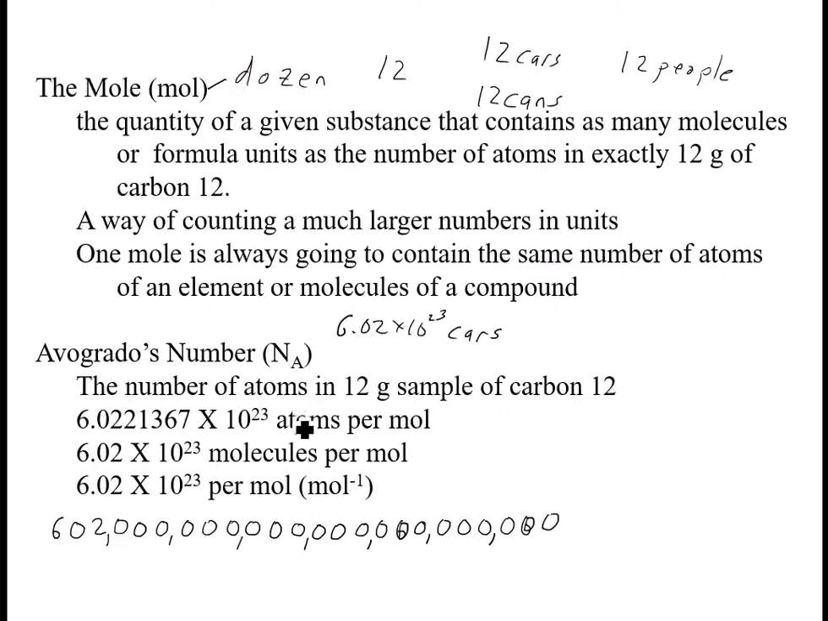Now, you will see it as atoms per mole, molecules per mole, ions per mole. Like I said, I can have cars per mole. So it doesn't have a unit out front; it's just 6.02 times 10 to the 23rd per mole. On the periodic table that I give you for the test, that's represented as mole to the minus 1. This means the same thing as that does. Okay?